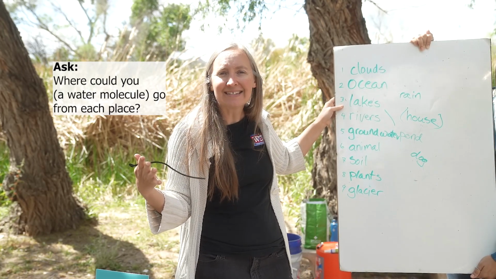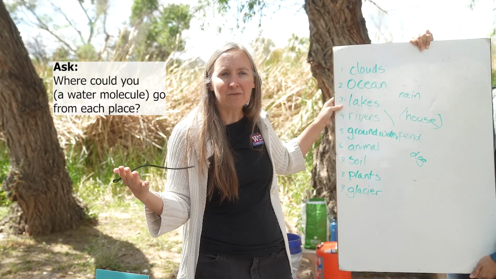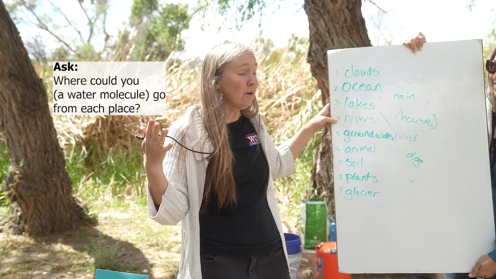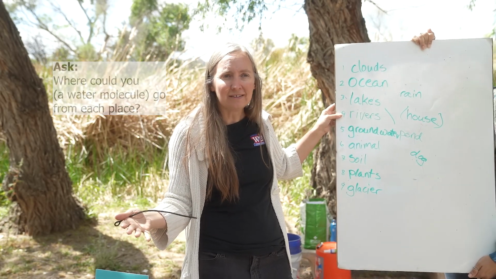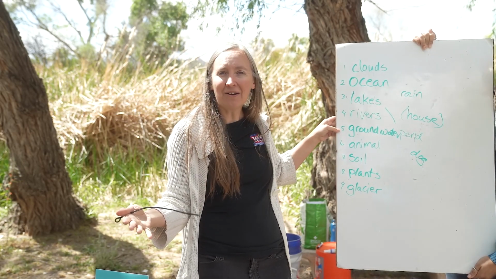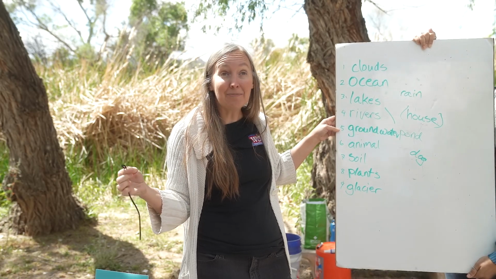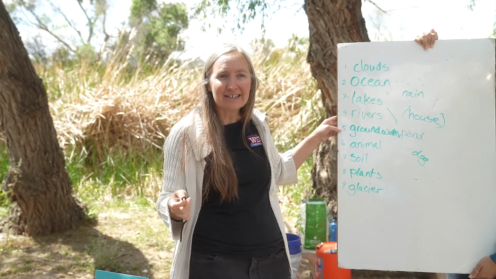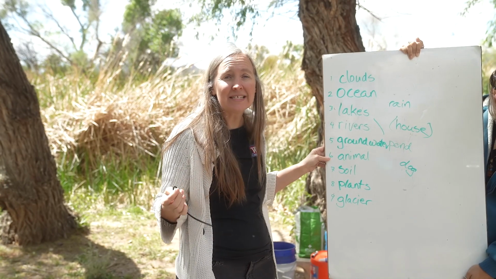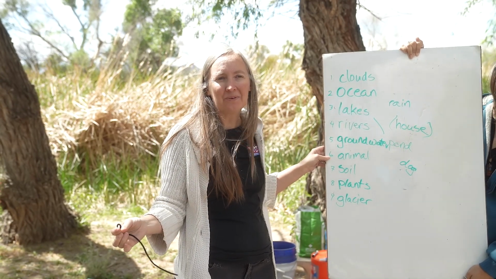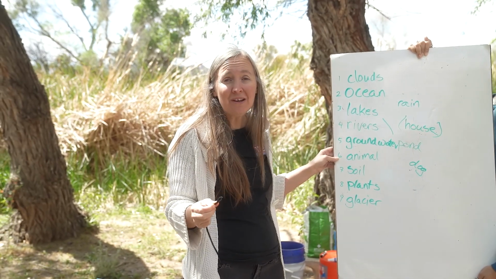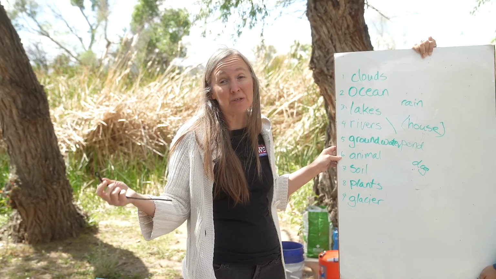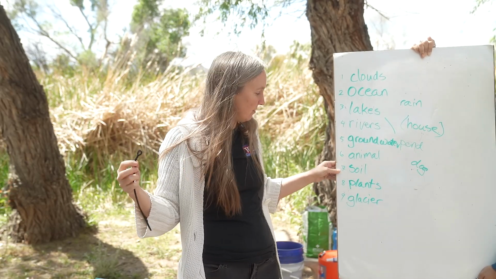3, lakes. Where could you go? To the clouds. Great. Rivers. Where could you go? To the clouds. Groundwater. Where could you go? To plants. To rivers. To lakes. So number 6 is animals. Where could you go? Rivers. Soil. Pee comes out of animals, right? Or sweat maybe evaporates to clouds.